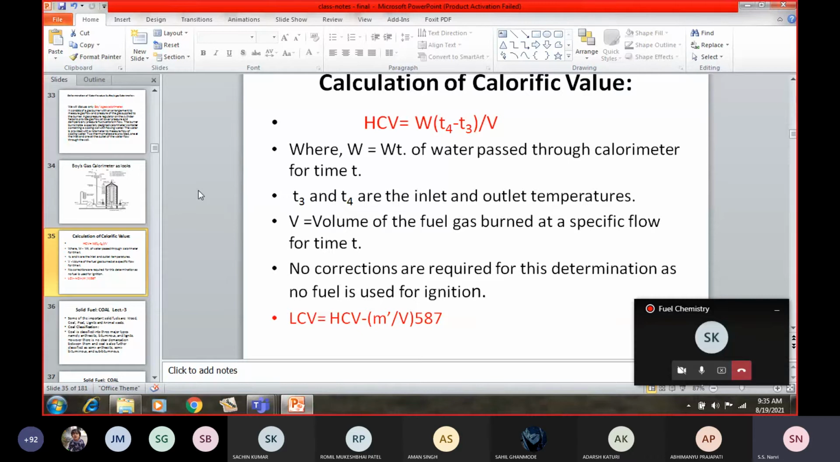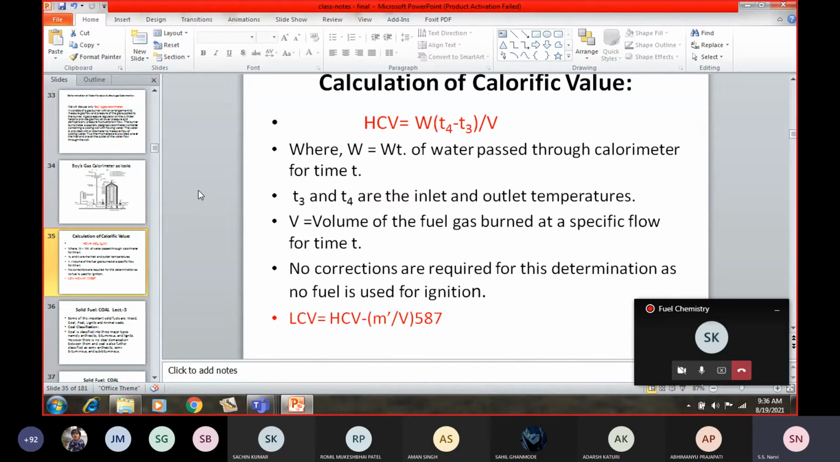The bomb calorimeter is for solid fuel and non-volatile liquid fuel. The gas calorimeter, in which Boy's gas calorimeter is the best one, isn't it? So it gives you the calorific value of a volatile liquid and a gas fuel. So gaseous fuel cannot be weighed in terms of gram and put into the bomb calorimeter.